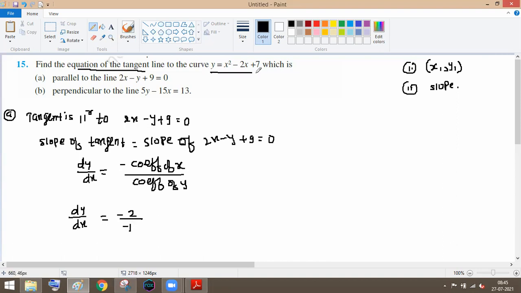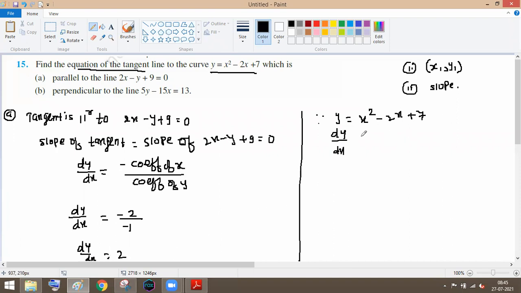Now we have y. What is the derivative of that y? Since y equals x square minus 2x plus 7, what is dy by dx? From here I can say dy by dx equals 2. And dy by dx will be 2x minus 2. Yes, dy by dx is already given as 2, so 2 equals 2x minus 2.